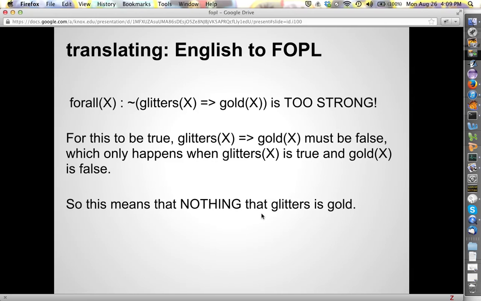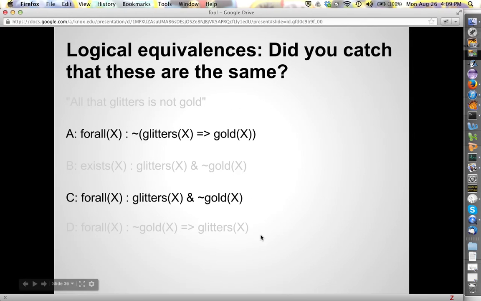We're just trying to say all that glitters is not gold, meaning there's something that glitters that isn't gold. So nothing that glitters is gold. That's too strong. That's not what we're looking for. And did you also catch that B was the correct answer, but A and C are actually logically equivalent? Did you catch that? I hope you caught that, because it's pretty awesome.